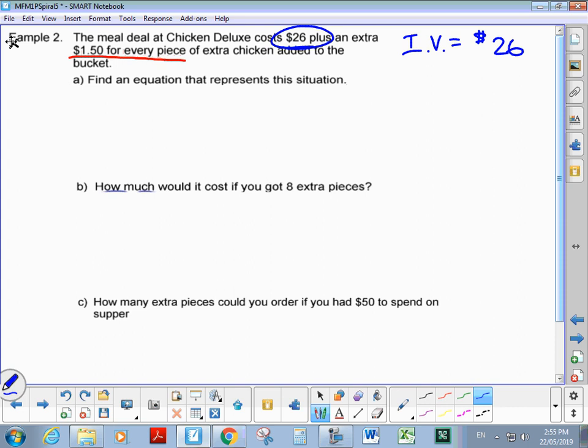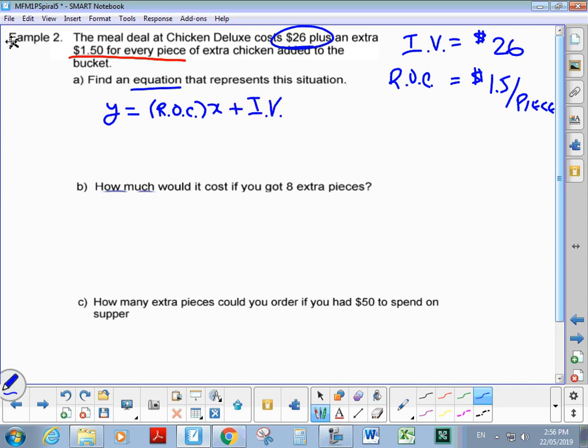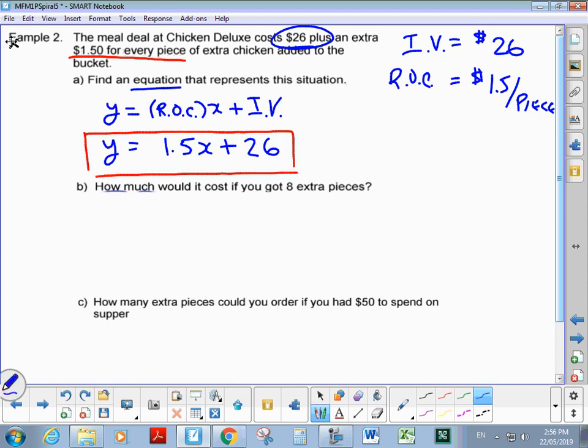And then it says $1.50 for every piece. So that means our rate of change, or unit rate, is $1.50 per piece. So we can take that information and find our equation. Because our equation is y equals the rate of change times x plus the initial value, which means our equation would be y equals 1.5x plus 26. So this is the equation that the store is using for a cost of a bucket of chicken.